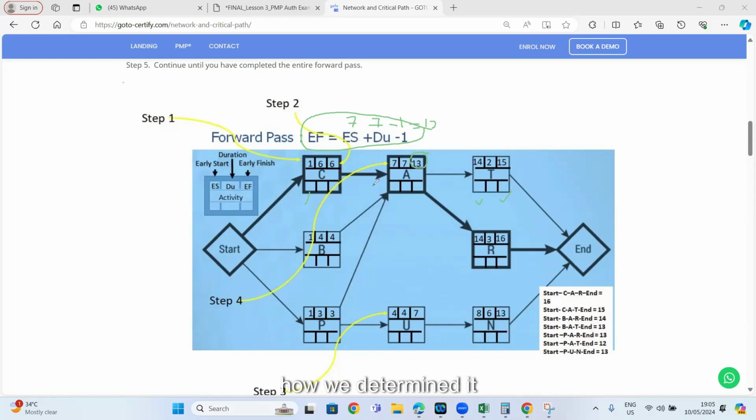Can you repeat this again? How did you determine 13? First, do you know how I determined 7? Yeah, I got it. Okay.